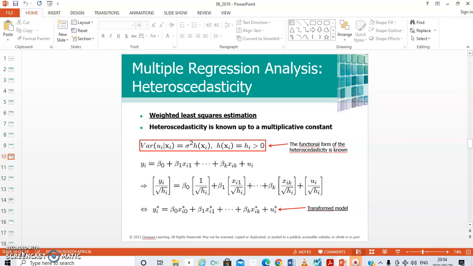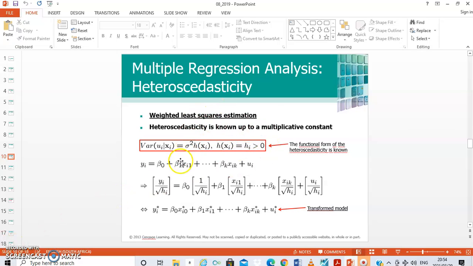One such remedy is estimating the so-called weighted least square estimation. Now, what does this weighted least square estimation involve? First of all, we should know that heteroscedasticity sometimes can be known, sometimes it can be unknown, or its form might not be known, or it might be known. It differs. But what we know is that the form of heteroscedasticity is only known up to a multiplicative constant. All right. And that's why we can use weighted least square to deal with that.